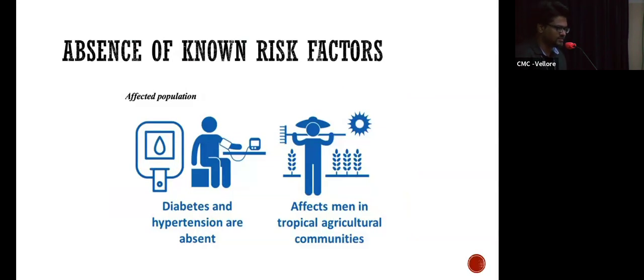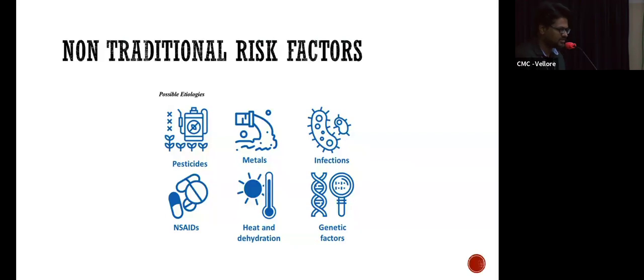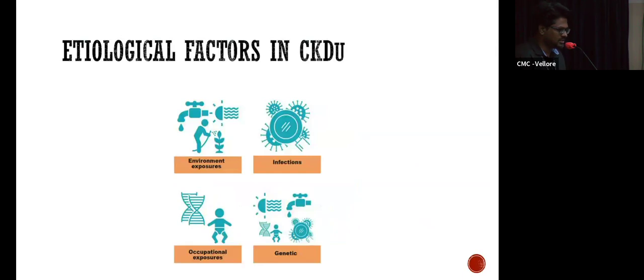So there will be absence of known risk factors in CKD-U. In CKD-U, there will be absence of known risk factors like diabetes and hypertension. Mostly men are affected and from the tropical agricultural communities. So there will be absence of traditional risk factors, but presence of non-traditional risk factors. The possible etiology studied were pesticides, heavy metal exposure, infections like leptospira, NSAIDs use, heat and dehydration, and some genetic factors. So this is another image telling about the etiological factors, environmental exposures like pesticides, infections like leptospira, and occupational exposures, and genetic factors. Genetic factors we'll see next.